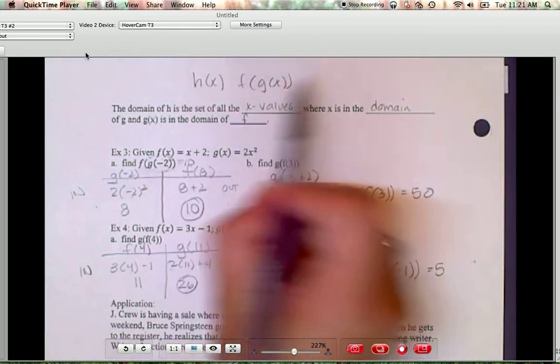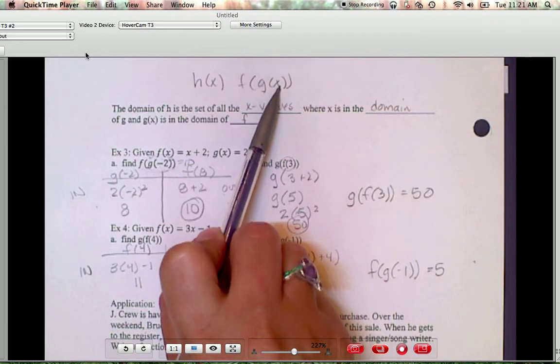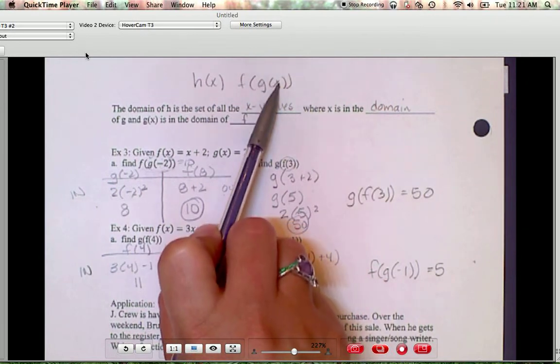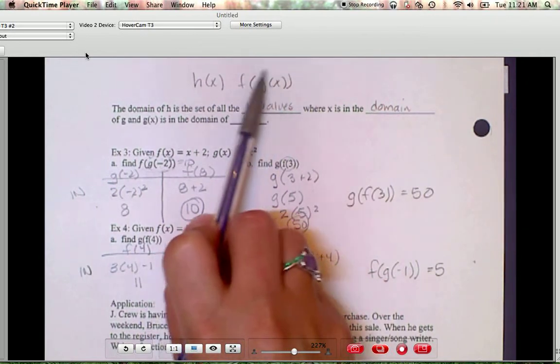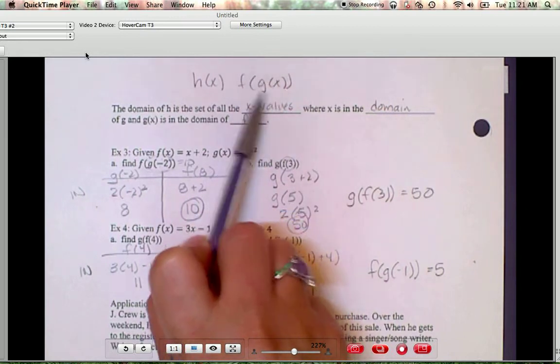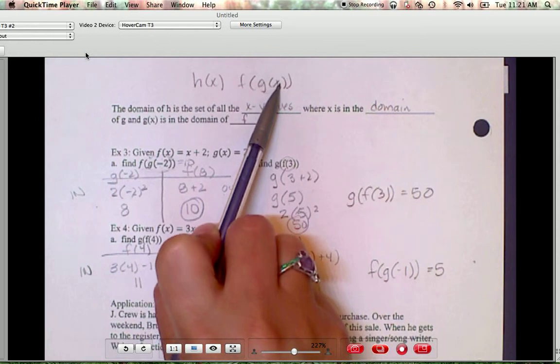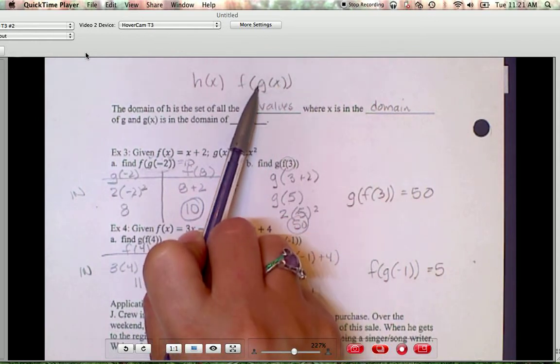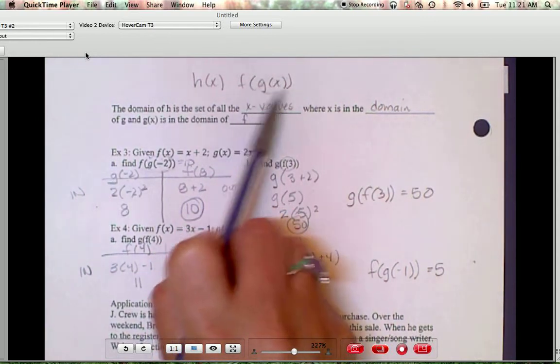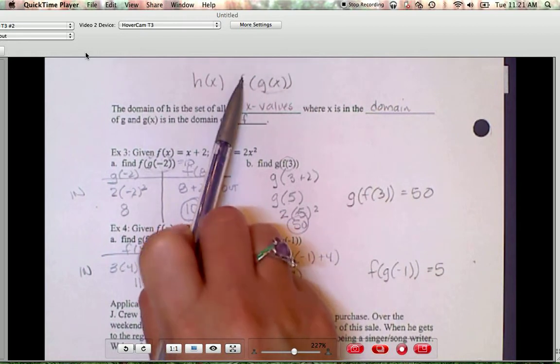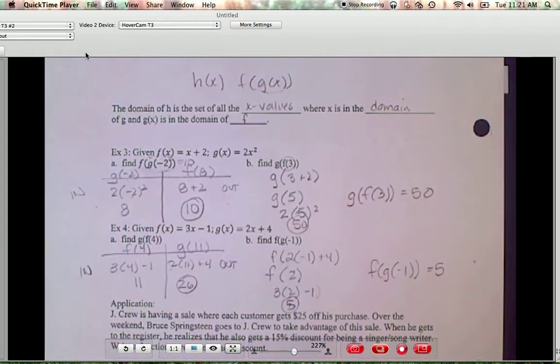So x is the domain. You're plugging in all the x values. X ends up being the domain of the g function, and then g of x becomes the domain of the f function. So x is what we plug into the g function, and then g of x, the value of it, is what we plug into the f function. So that's what this is saying here.